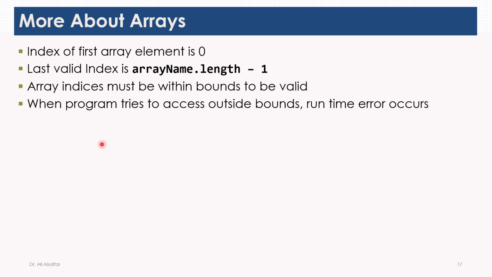Therefore, when you process arrays, make sure that array indices are within bounds to be valid. Otherwise, when a program tries to access outside bounds, you are going to have runtime errors. If you are processing an array using a for loop and you already know the length of the array, either by using the instance variable length or by using a counter that keeps track of the number of elements that you have used in the array, then this problem is implicitly avoided. Why? Because your loop starts from 0 and it will never exceed the bound of the array, since we are using the length or count of the array elements.